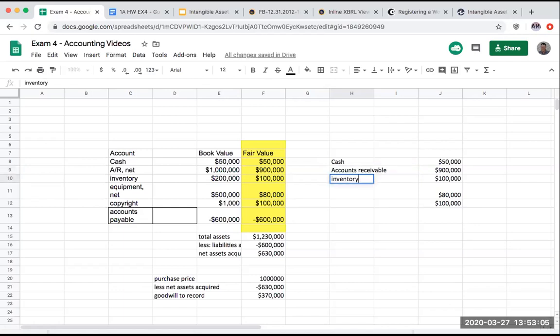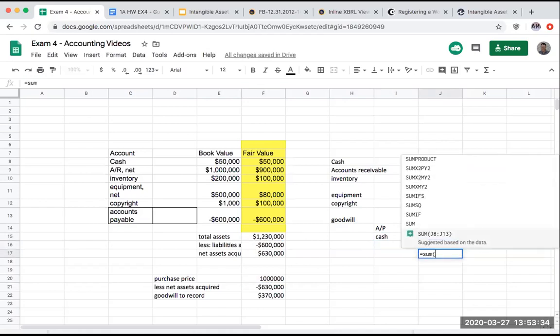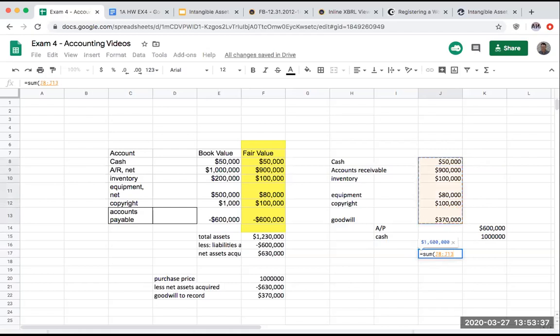That's right over here is inventory. We've got equipment. We've got copyright. And then we're also going to be recording goodwill. My goodwill amount is going to be $370,000. I'm going to be crediting accounts payable over here, basically for $600,000 because that's a liability that I'm assuming. And then I'm paying cash for this business of $1 million. Okay, so when we look at this over here, I've got 1.6 million equals 1.6 million. And that's how you would actually go through and record the transaction.